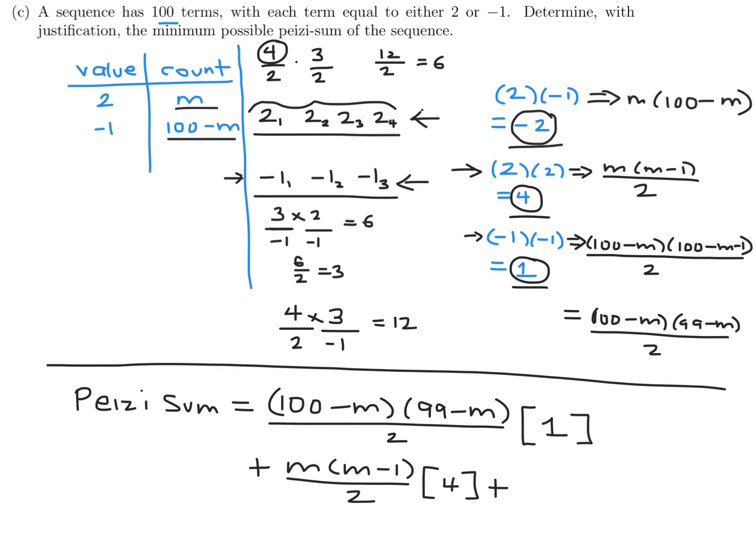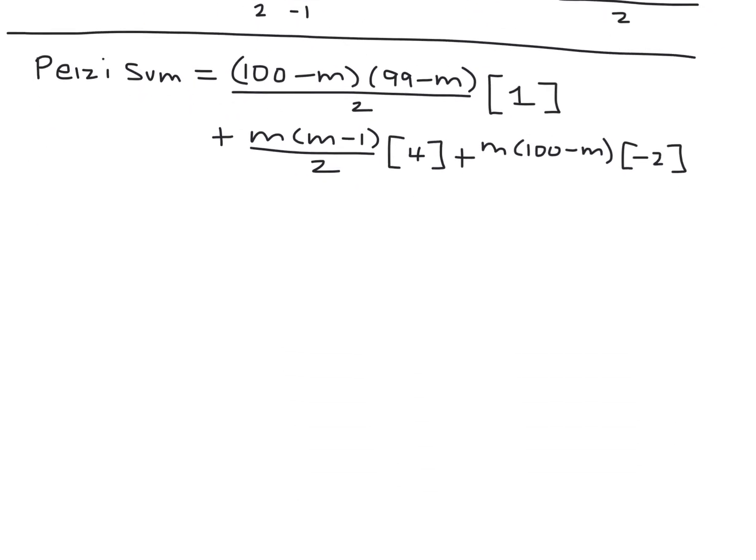And then add to that all the pairs that have a product of -2. I think that's the right way of saying it. So that would be m times 100 minus m, and all of those guys are equal to -2. So this is the math, basically. This is what we have to minimize. Okay, so I'll let you expand it all out, and when you do, you get down to this. When you expand and collect like terms, 9 over 2 m squared minus 603 over 2 m plus 4950.